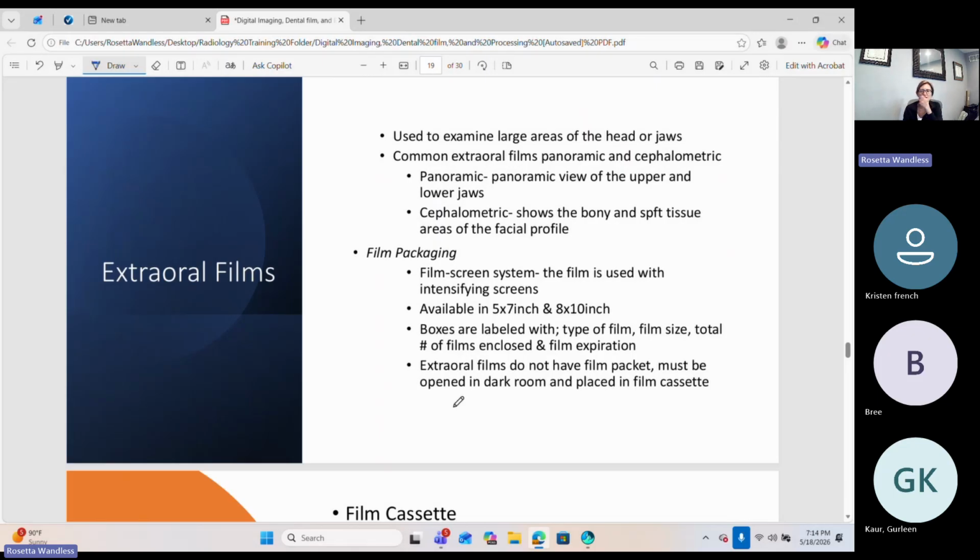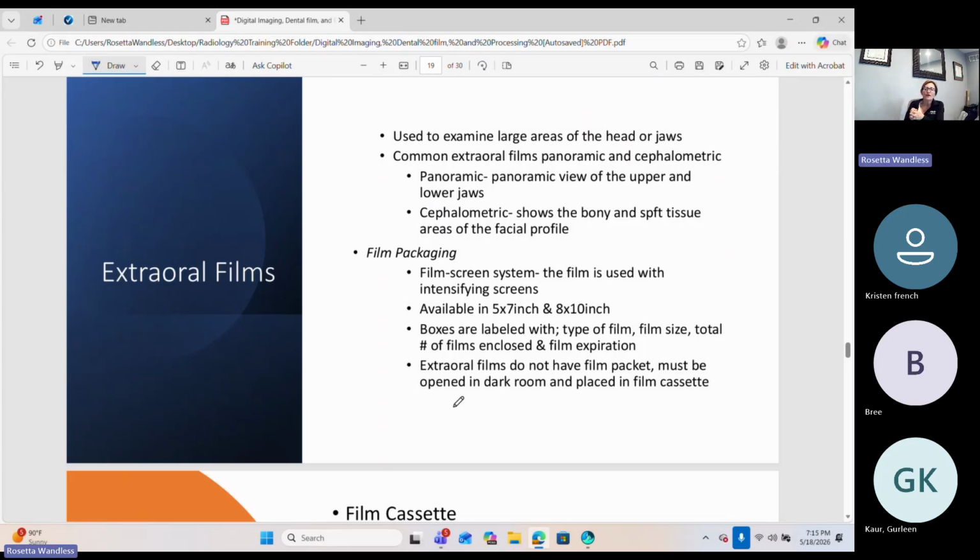Your film packaging is much different in extraoral, meaning that each film, whether it's a panoramic film or cephalometric film, is not individually packaged. They are grouped in one package. So if you have a box of 50 panoramic films, you're going to open a box and it has all 50 films in it. Well, oh my God, we have to do something about this. Like, how do we get it into the machine, or how do we process it? There's no protection over it. I'll get into that in a second, but that's how this comes. They're not individually packaged like intraoral.